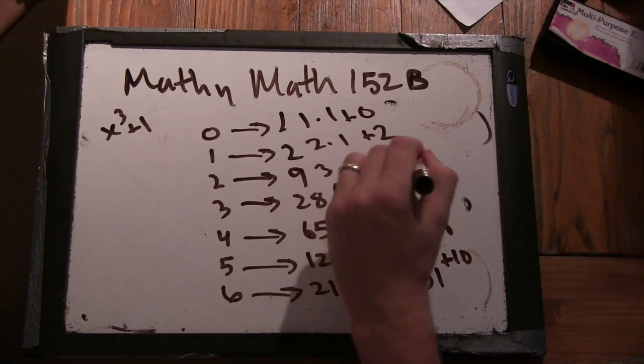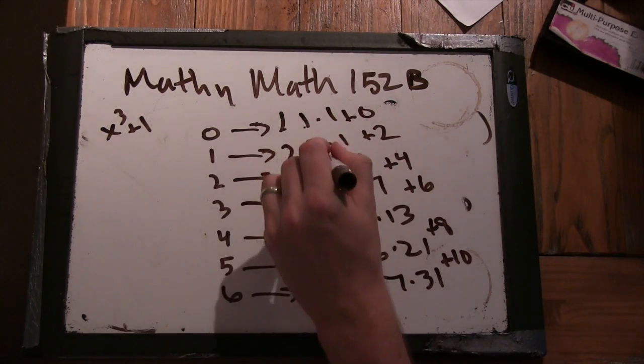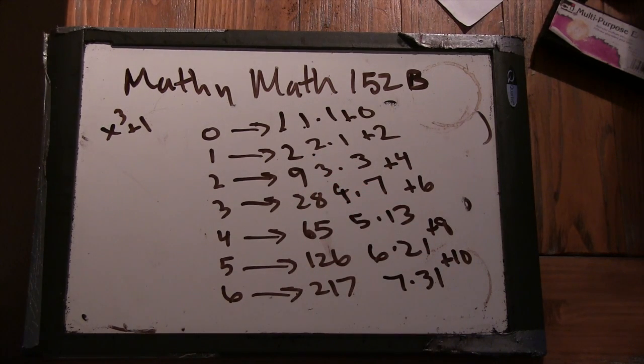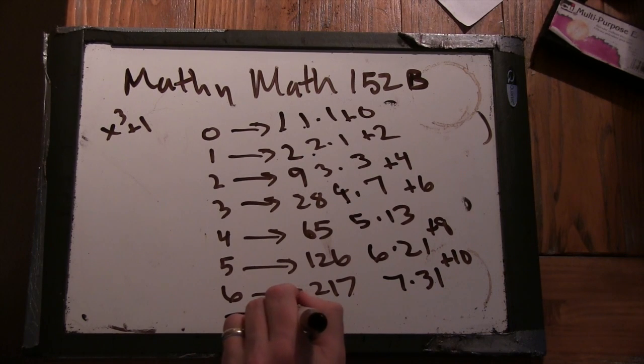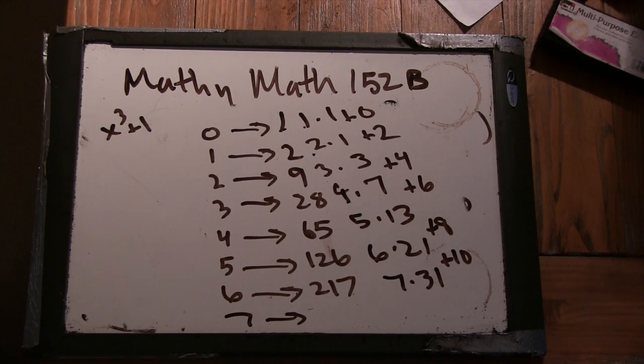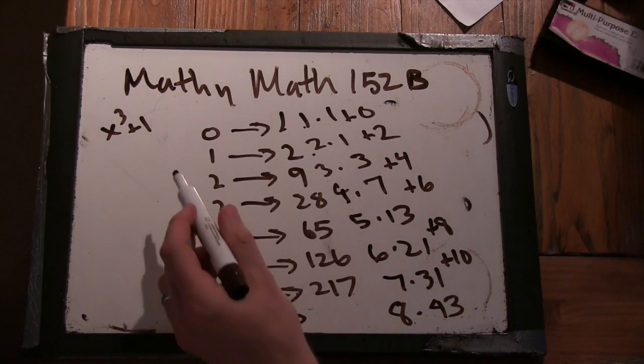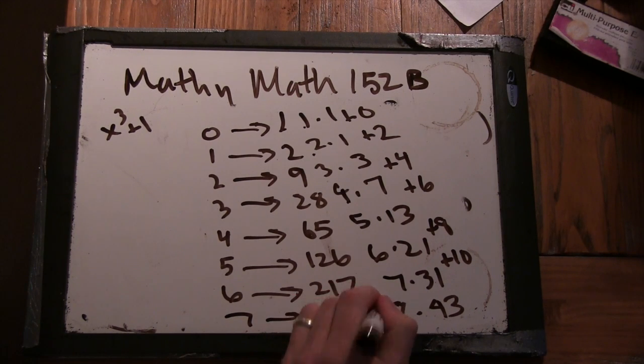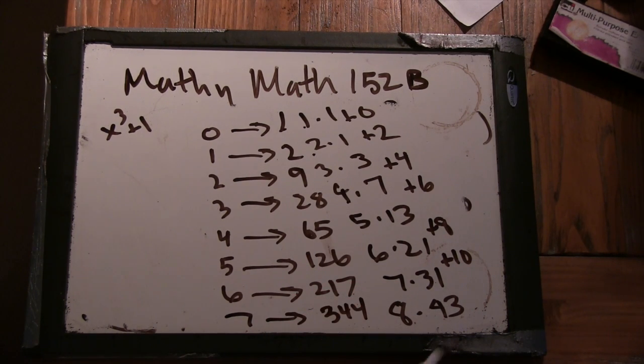What's 0 plus 2 plus 4 plus 6 plus 8 plus 12? 1, 2, 3, 4, 5, 6, 7. So what do you think? Let's test our hypothesis for 7. It should be 8 times 43. Okay, what's 7 cubed? It's 343. So 344. It's 8 times 43: 8 times 40 is 320 plus 24, 344.